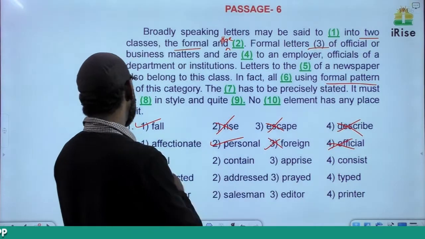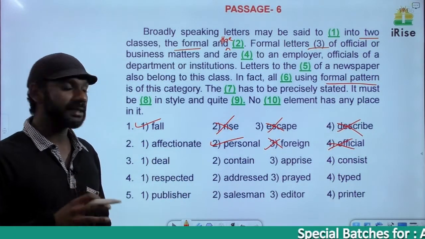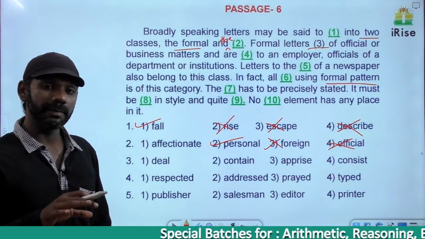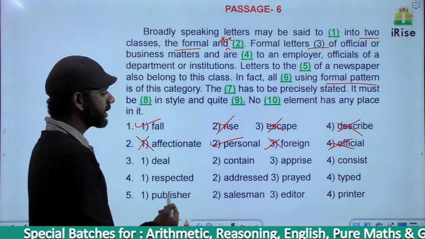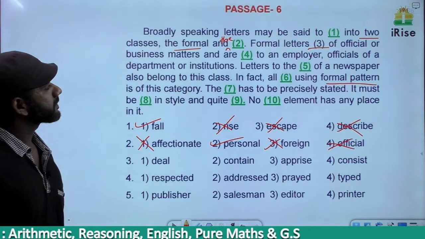Now affectionate letters, love letters are affectionate. But love letters come under this informal category. Love letters come under the informal category. There is a personal one. So option A, 1 is eliminated. It must be 2. The formal and the personal.